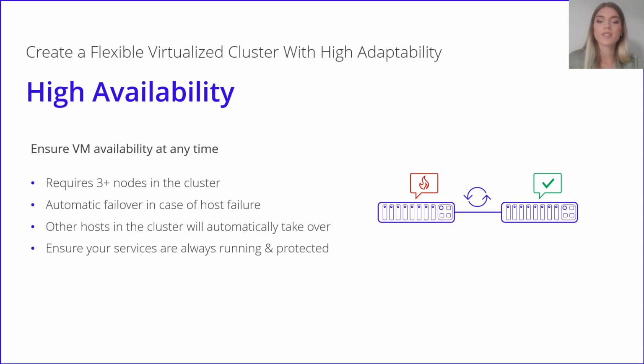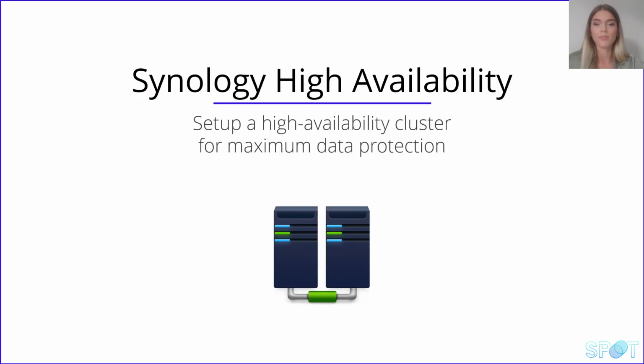But of course, to do that, you will need to use the Virtual Machine Manager Pro, and you would need to have at least 3 devices, which can be quite a lot for small companies. And to help you have a more cost-efficient and space-saving solution, we have another high availability solution, which this time happens on the NAS level and not on the hypervisor level. The solution is Synology High Availability, or SHA.